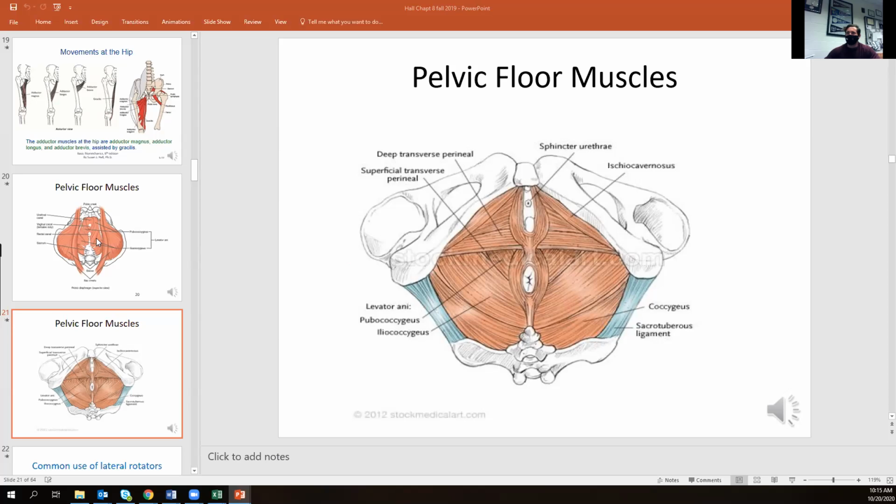So kegels, effectively, guys, are actively trying to contract the muscles of your pelvic floor. So think about it, right now you can go and practice it wherever you're at. Try to contract all the muscles of your pelvic floor like you're trying to stop yourself from peeing once you started peeing. Does that make sense? You're really trying to contract all the muscles of your pelvic floor.